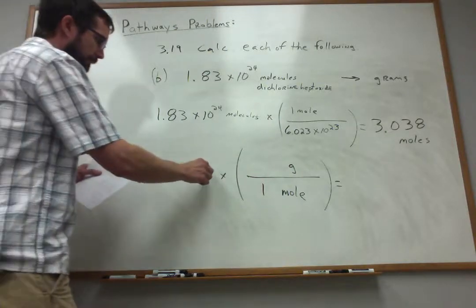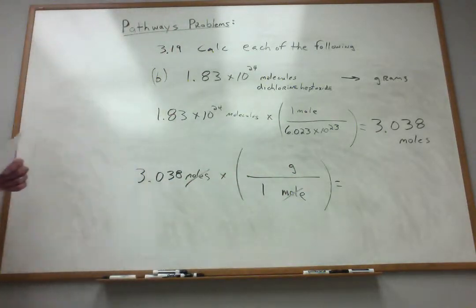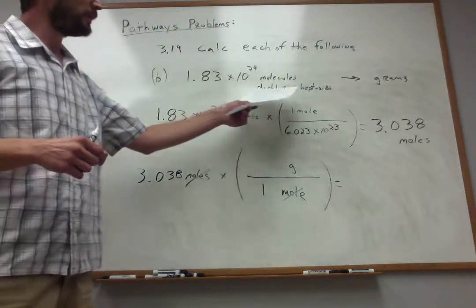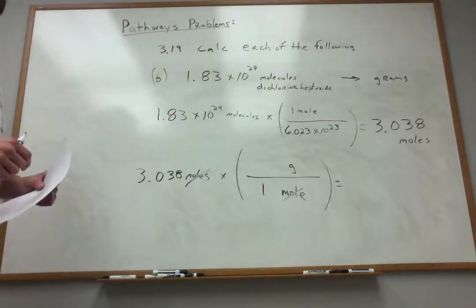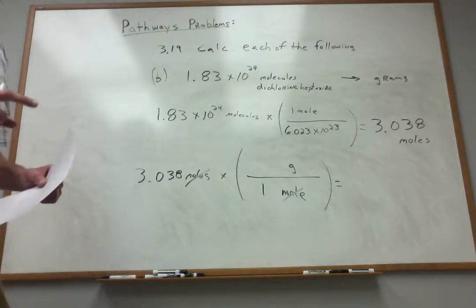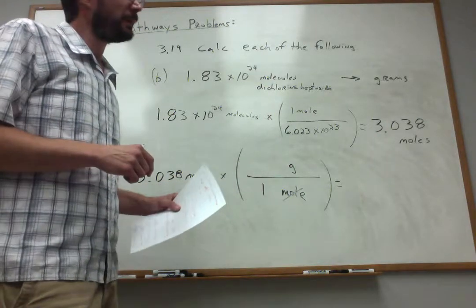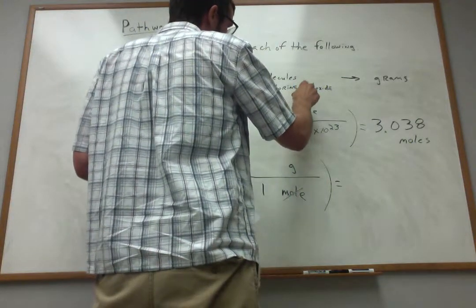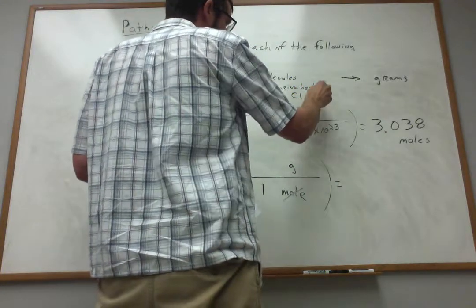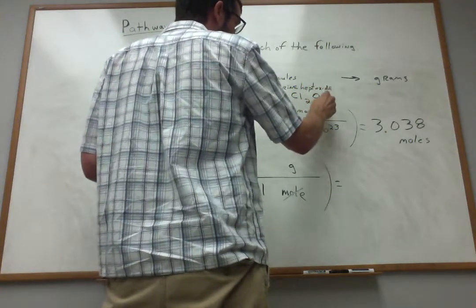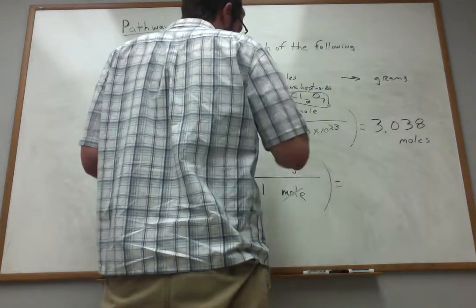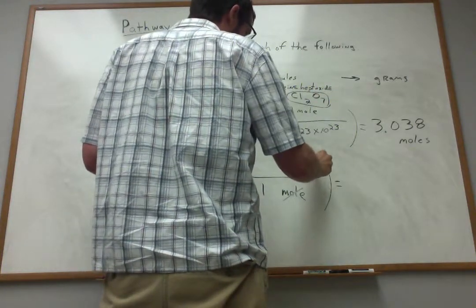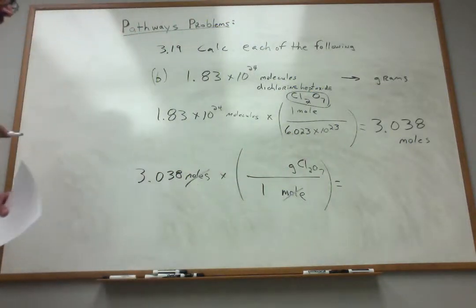To do that, the mole units will cancel, but we need to know how many grams per mole. We need to know the molar mass of the compound of interest. So again, we've got to figure out what it is. We were told in the problem we have dichlorine heptoxide. We have to be able to assign the molecular formula based upon that name. This is a little bit easier, I think, because well, dichlorine is Cl2. We've got oxide and heptoxide, so that's Cl2O7. That's our molecule of interest.